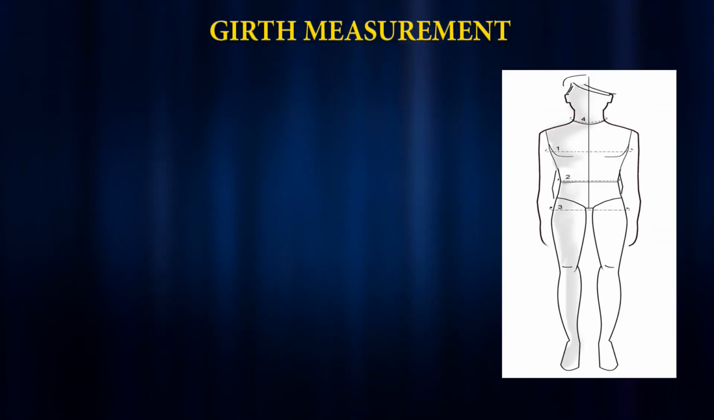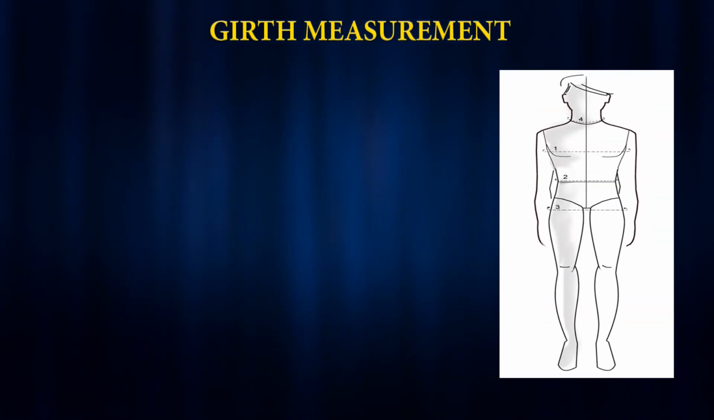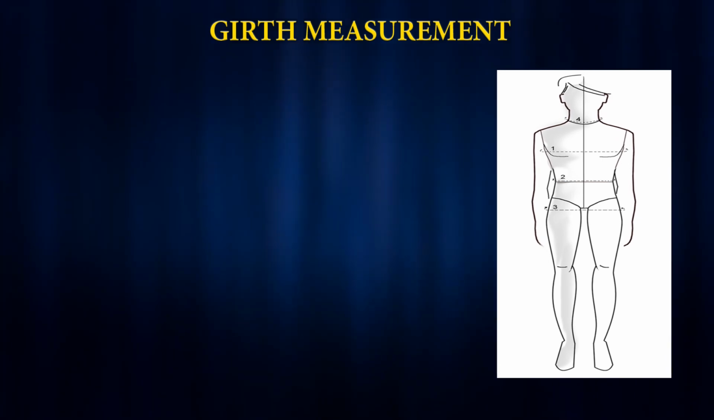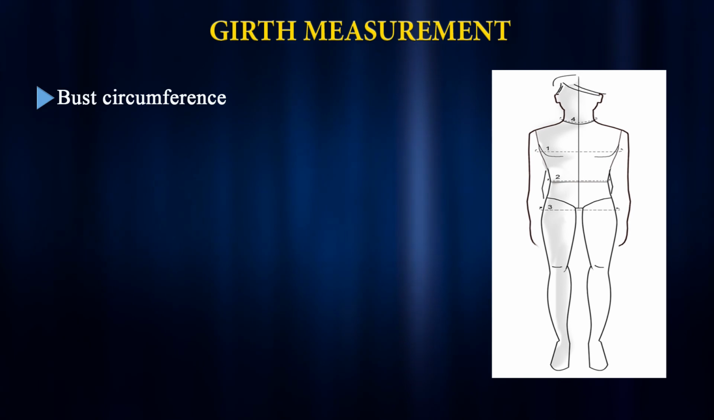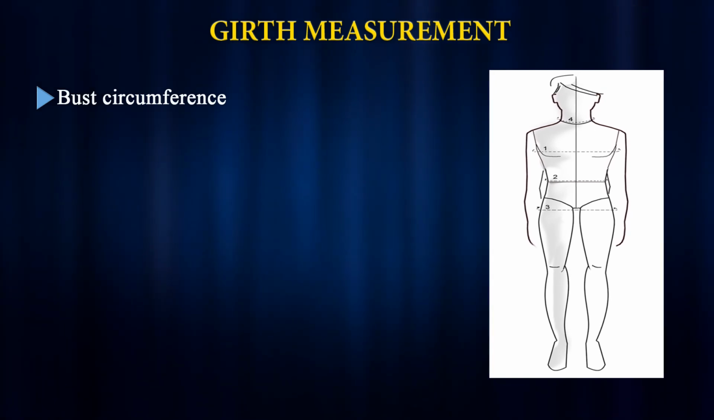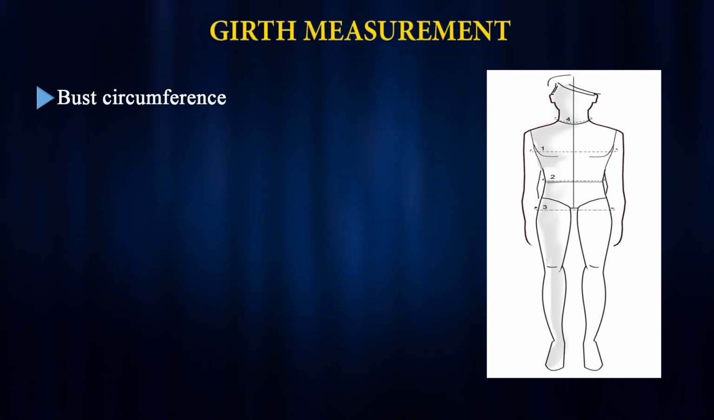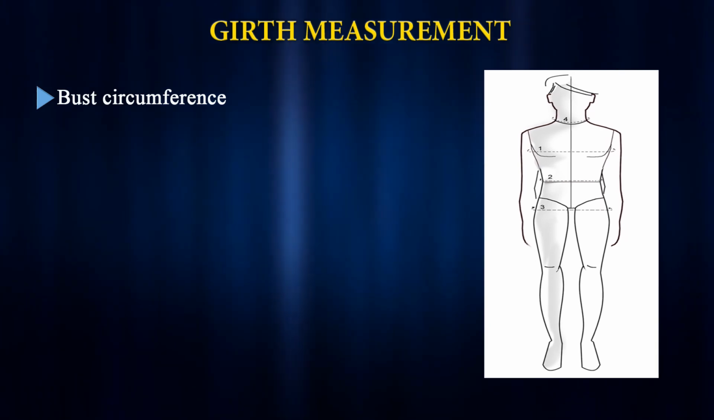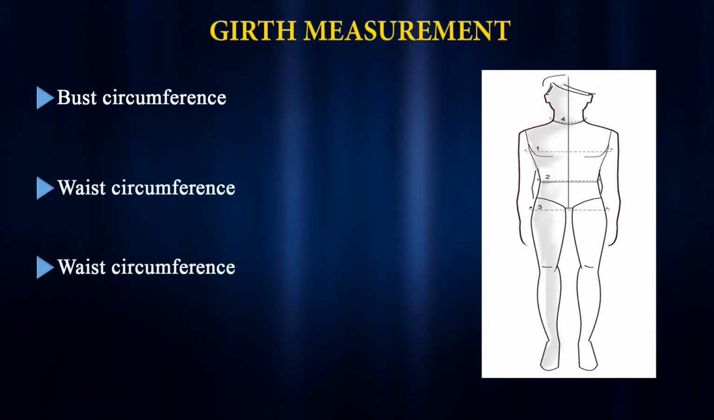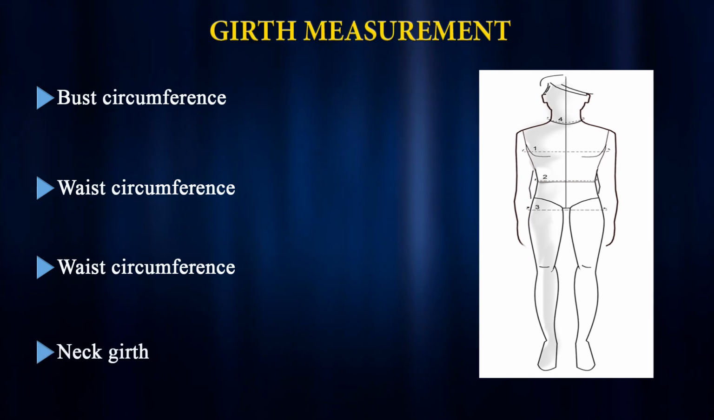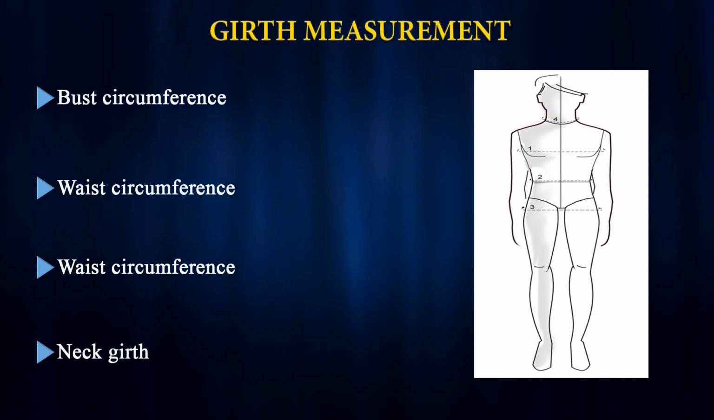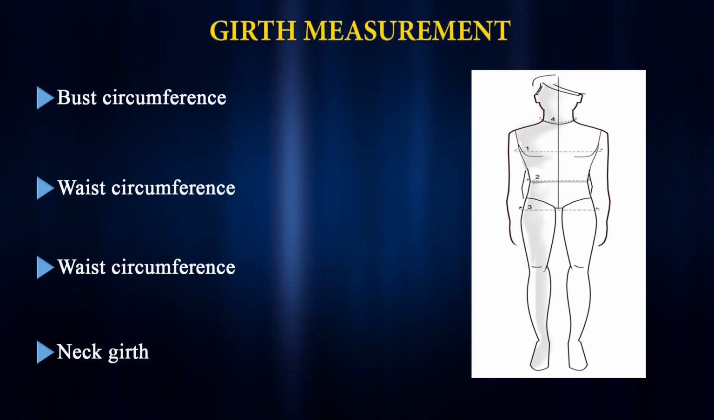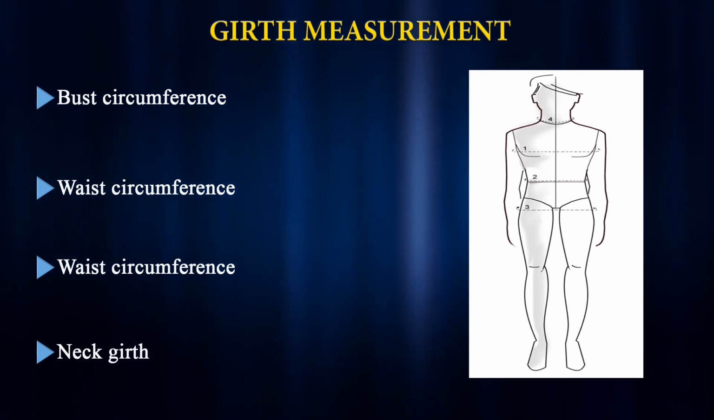As you see in the picture, from the picture you can identify which parts we take as girth measurements. We take the bust circumference, which in men's garments we call the chest circumference, waist measurement, hip circumference, and the neck girth. These are the round parts of the body, said in technical terms in fashion design as the girth measurement.